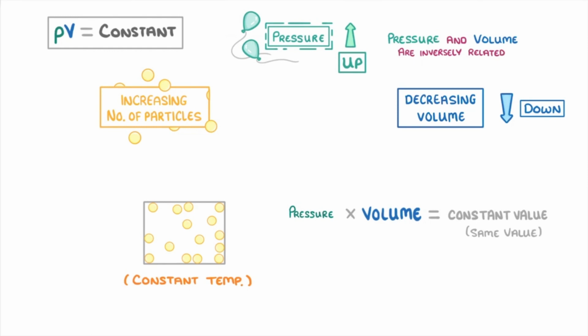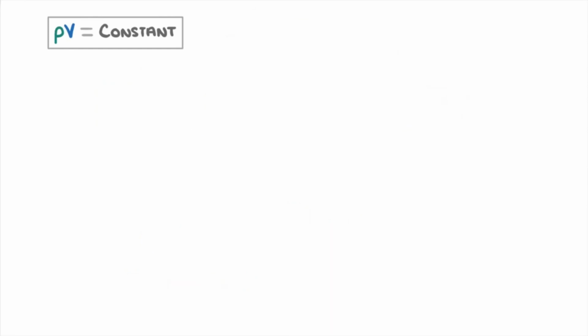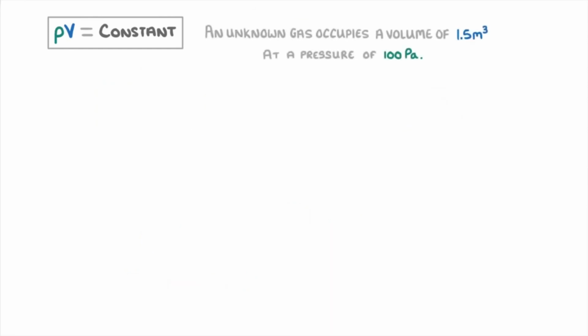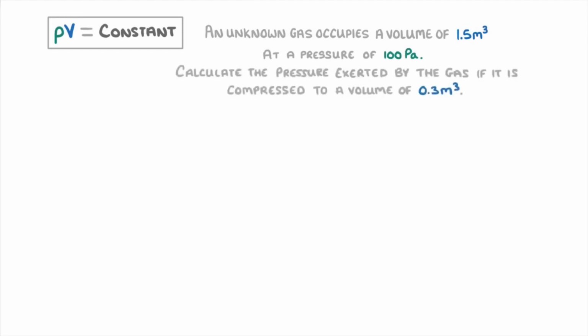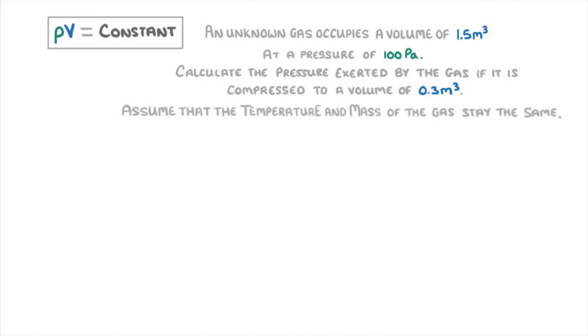Regardless of why this works though, all we need to be able to do is use it in calculations. So let's give it a go and try a couple of examples. An unknown gas occupies a volume of 1.5 meters cubed at a pressure of 100 pascals. Calculate the pressure exerted by the gas if it's compressed to a volume of 0.3 meters cubed. Assume that the temperature and mass of the gas stay the same.